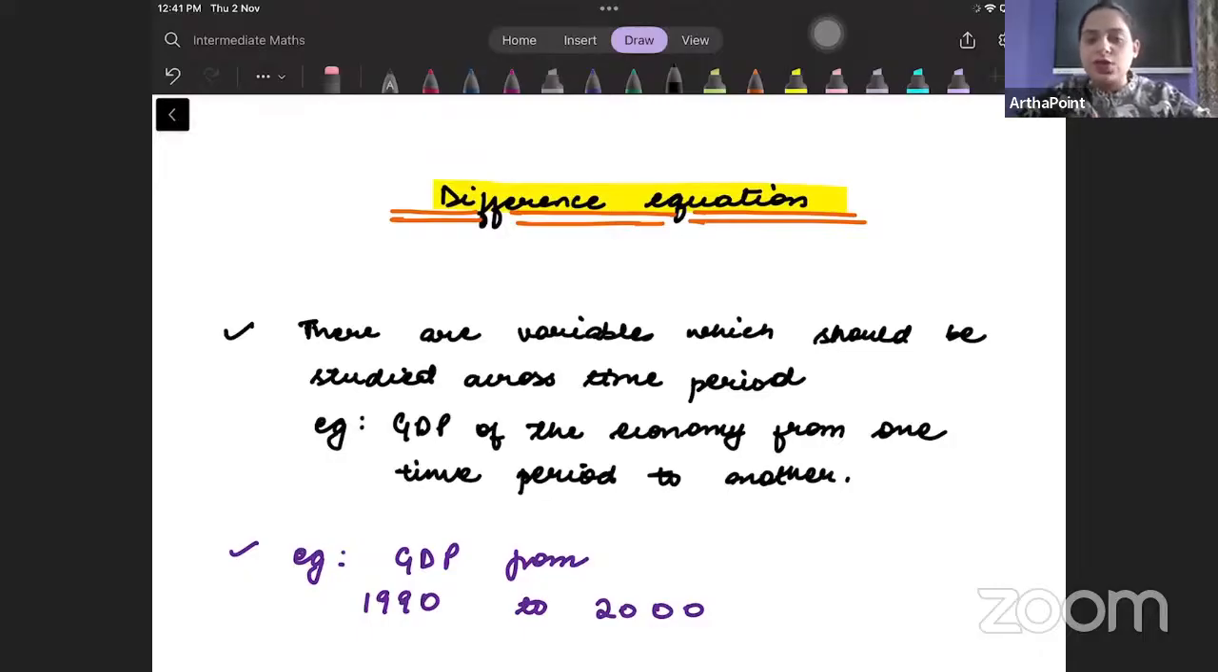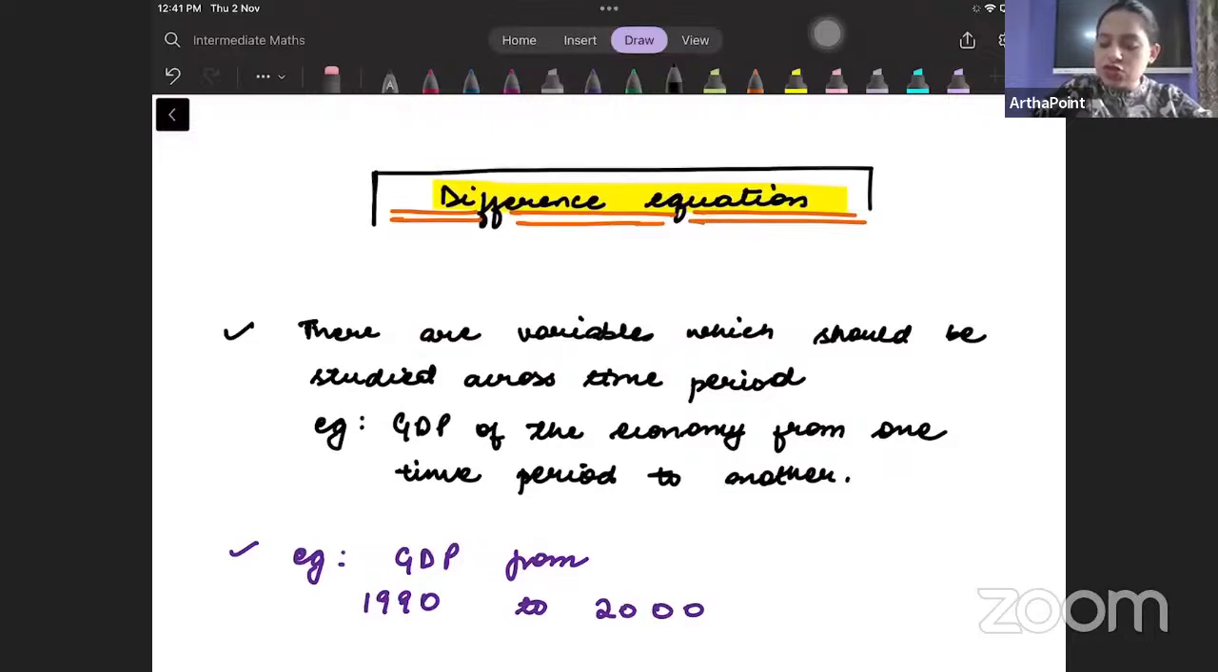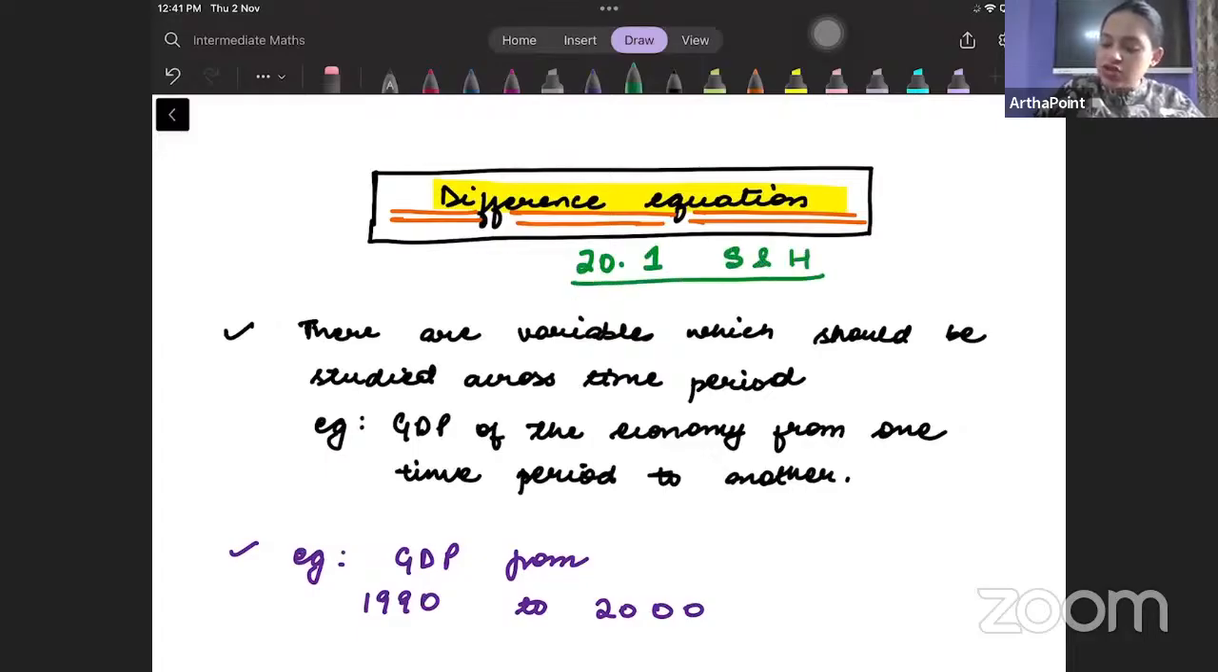Hi, good afternoon, everyone. In today's class, we are going to begin with a new topic, which is going to be difference equations. In particular, I'm going to do section 20.1 of the book by Sydsaeter and Hammond in this lecture.